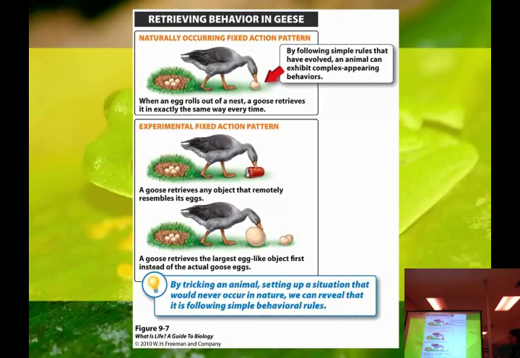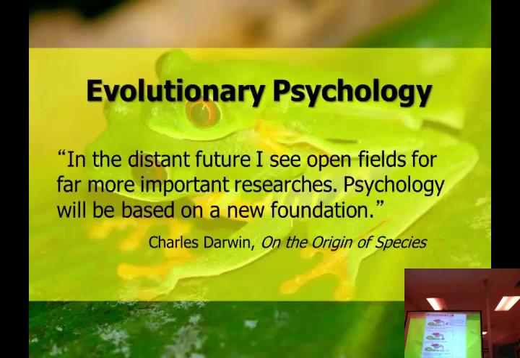And so by tricking an animal, which is essentially what these scientists have done, they set up a situation that would never occur in nature. We can reveal that this is a simple behavioral rule: always grab whatever fell out of the nest and pull it back into the nest.